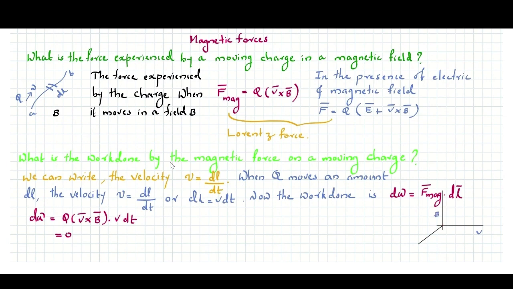Why? This is because V cross B dot V is 0. See the figure. V cross B is a vector that is perpendicular to both V and B. And if we take a dot product of V cross B with V, we are taking the dot product of two vectors that are mutually perpendicular. Therefore, V cross B dot V is equal to 0. Since V cross B is perpendicular to V, V cross B dot V is 0. Hence, dW becomes 0.